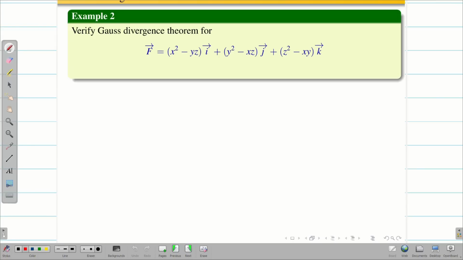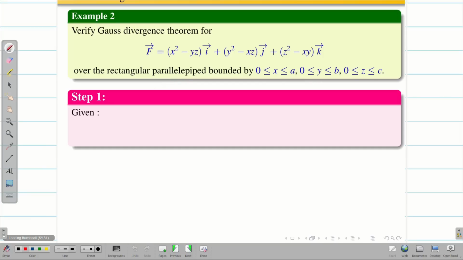Verify Gauss Divergence Theorem for a given f vector over the rectangular parallelepiped bounded by x equals 0 to a, y equals 0 to b, z equals 0 to c. As usual, we go stepwise. Step 1, let us write the given f vector, and step 2 is going to be my limits. Before going to the limit, let us visualize the problem.